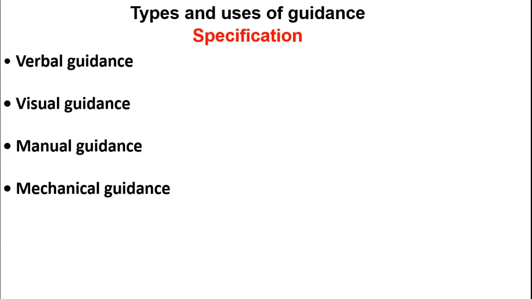So what we have to understand then is, how do we use verbal? What is verbal guidance? What is visual? What is manual? What is mechanical? As we work through this first section, we're going to need an understanding of how to describe each type of guidance and then give it an example.